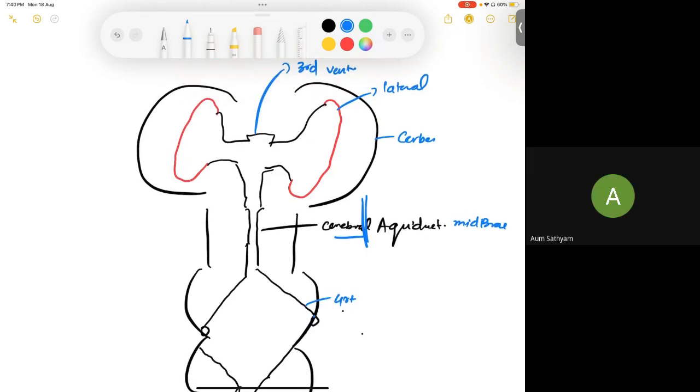So you can see the foramen which is present between your lateral ventricles.